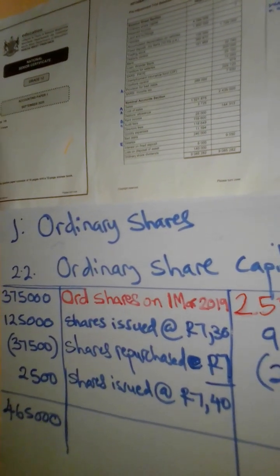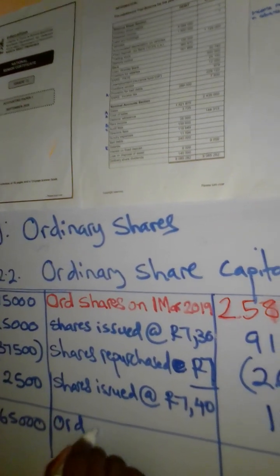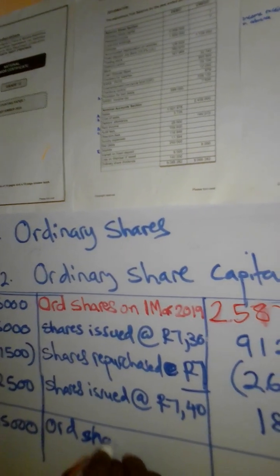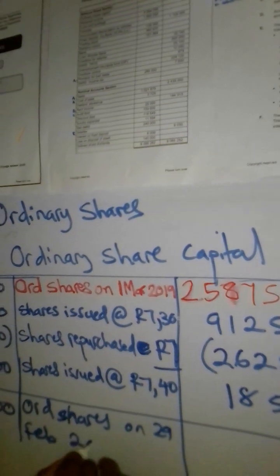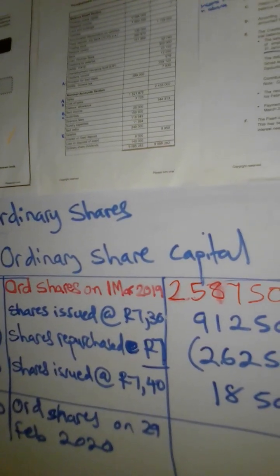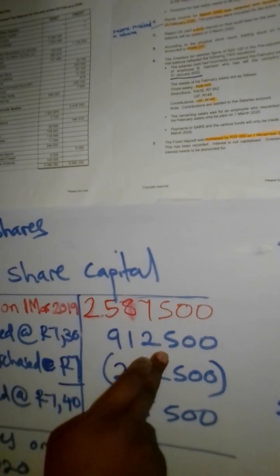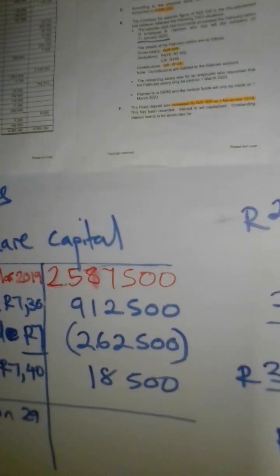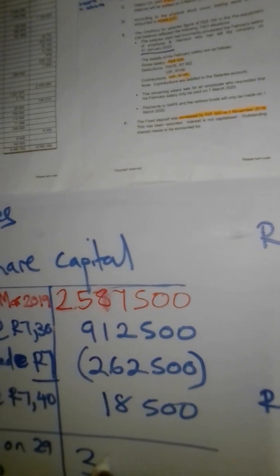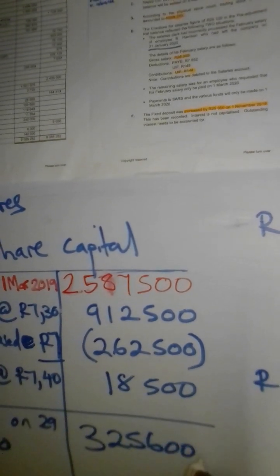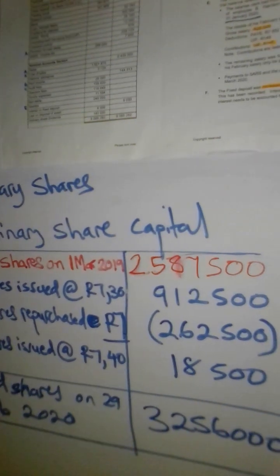So we can also indicate that it's ordinary shares on 29 February 2020. And at the same time we also need the amount. So the amount is easy to get. It's this plus this minus this plus this. It will give us something like 3,256,000. So we are done with our note. This note has got 10 marks anyway.